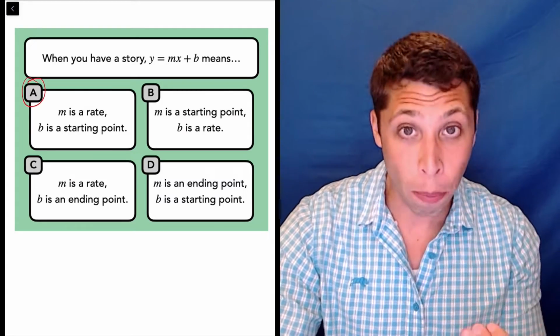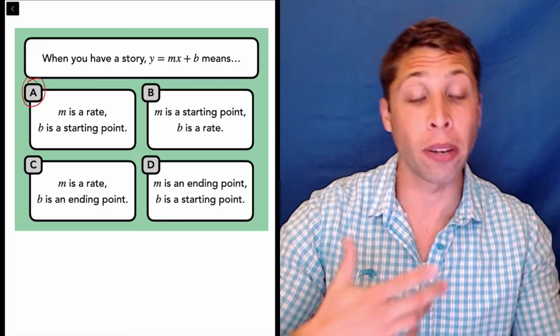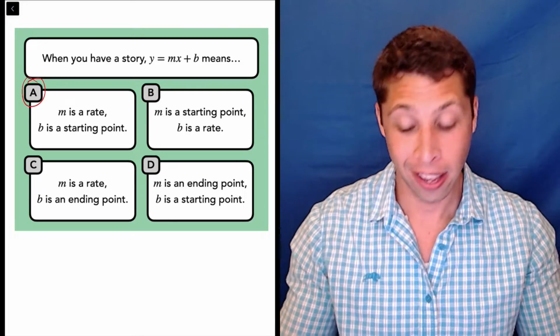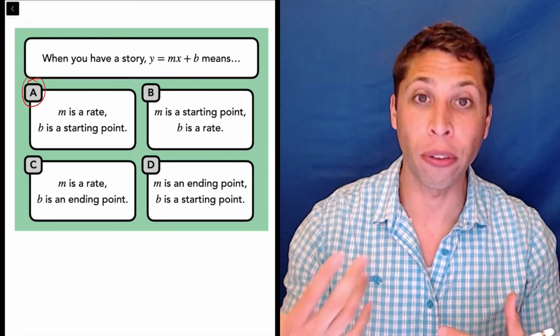M, the slope, is going to be the rate of change, the rate of growth, the rate of decrease, whatever it may be. It's the rate of whatever's going on, okay? B is the starting point, your first value.